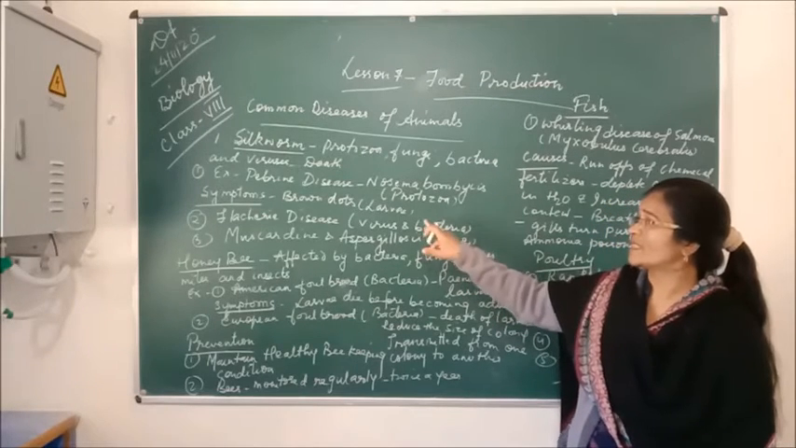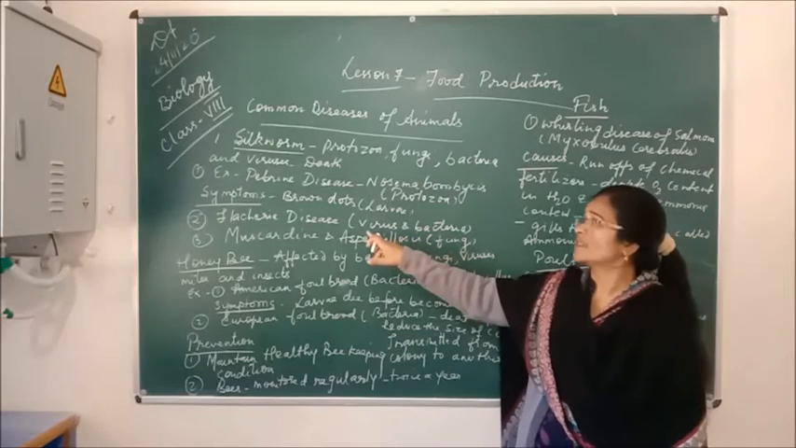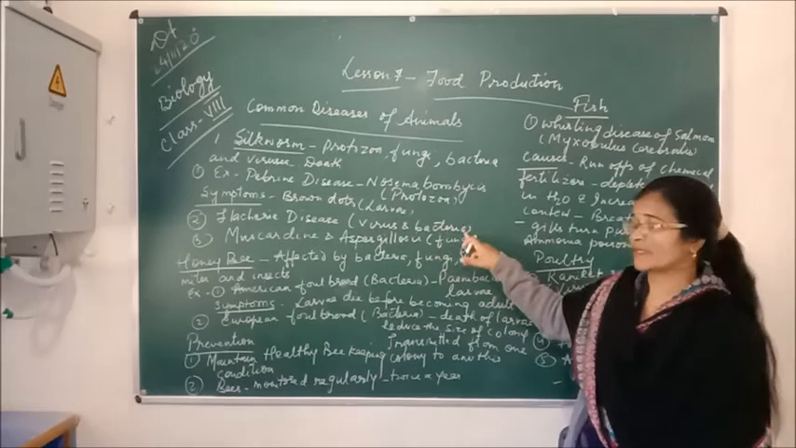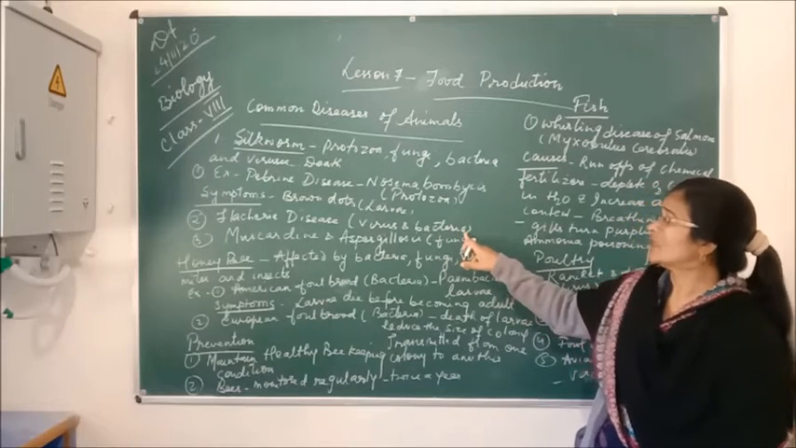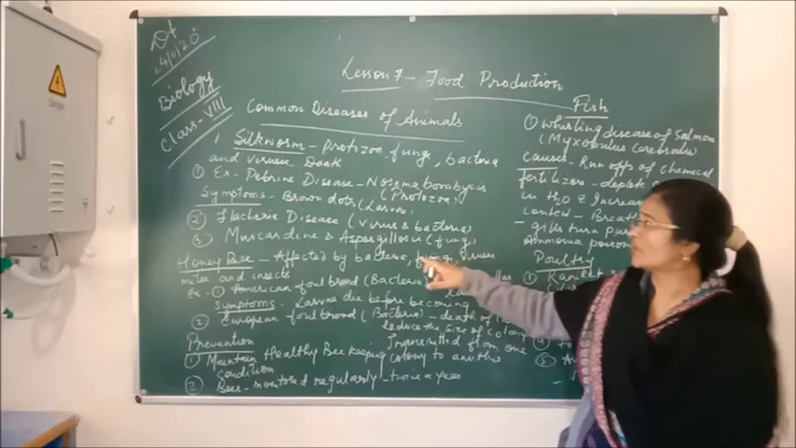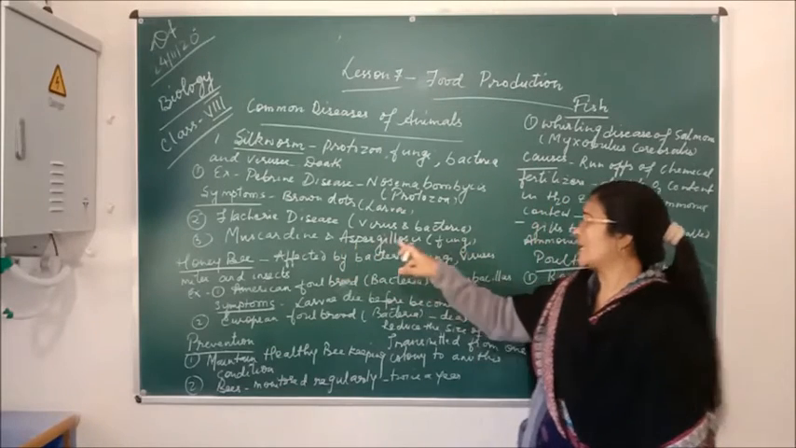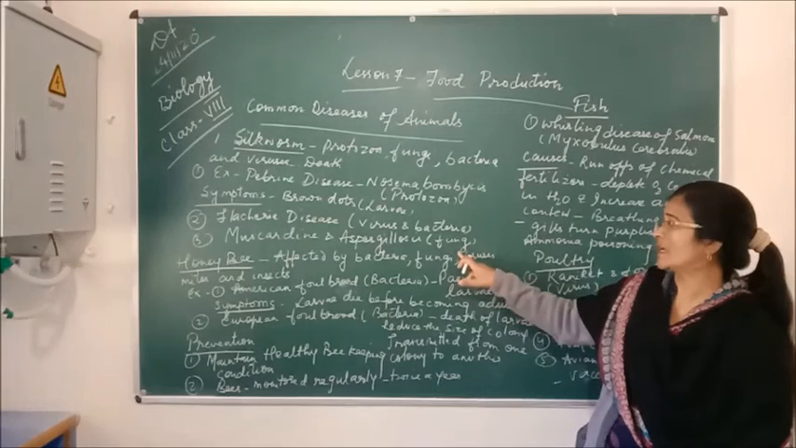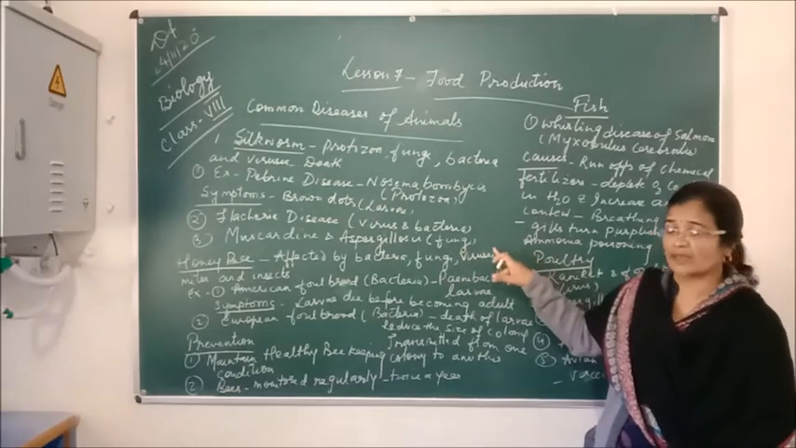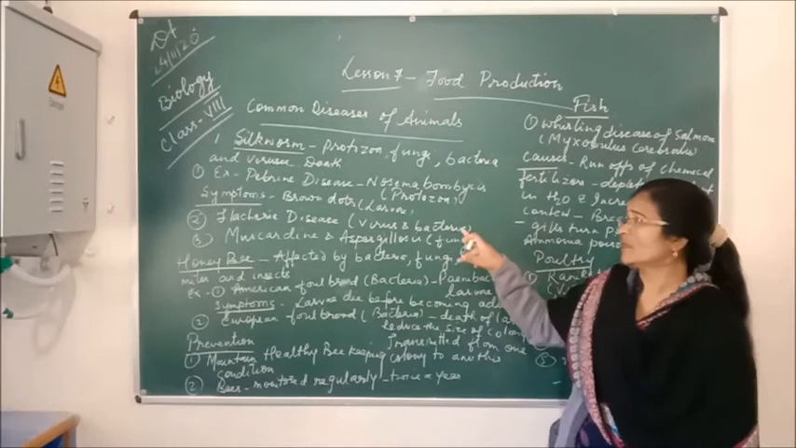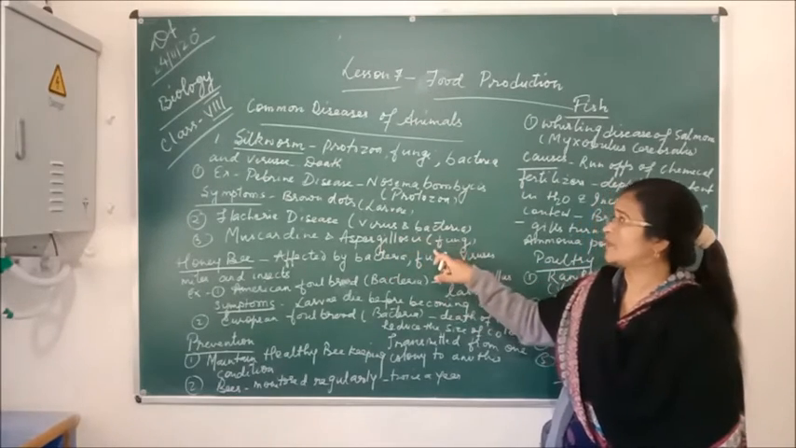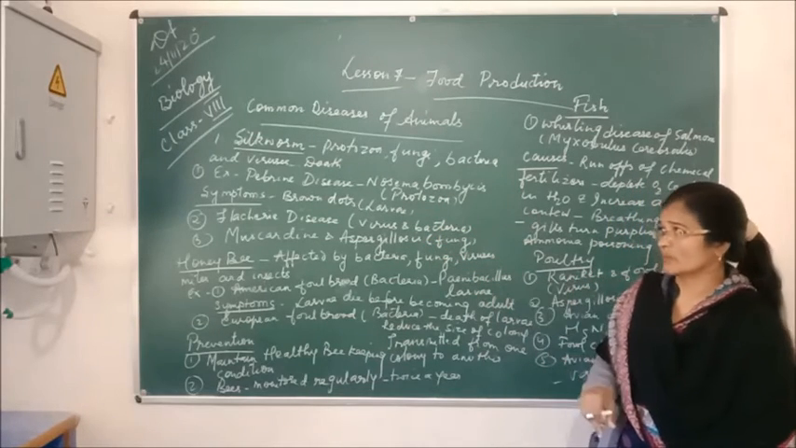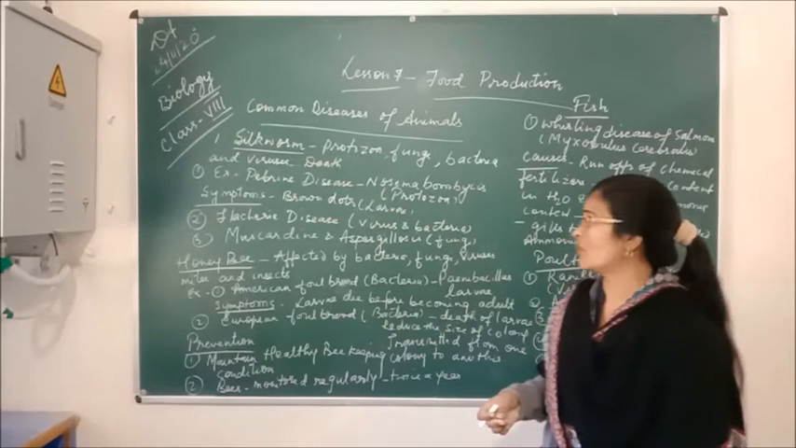Second disease is the flashery disease in silkworm, and it is caused by the virus as well as bacteria. And the third disease which are caused in the silkworm, they are called muscardine and aspergillosis. And both these muscardine and aspergillosis, they are caused by the fungi. So fungi is the main cause of the disease muscardine and aspergillosis in the silkworm.